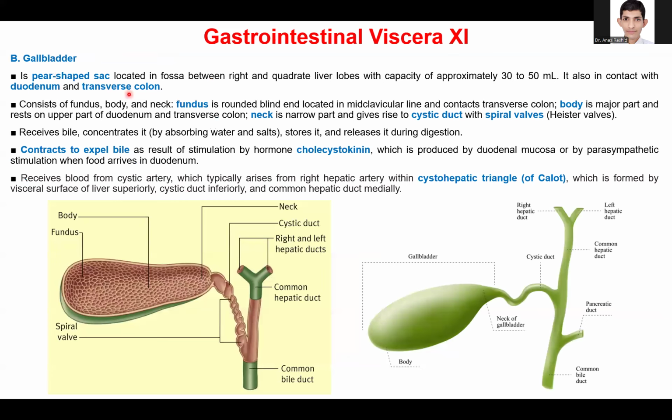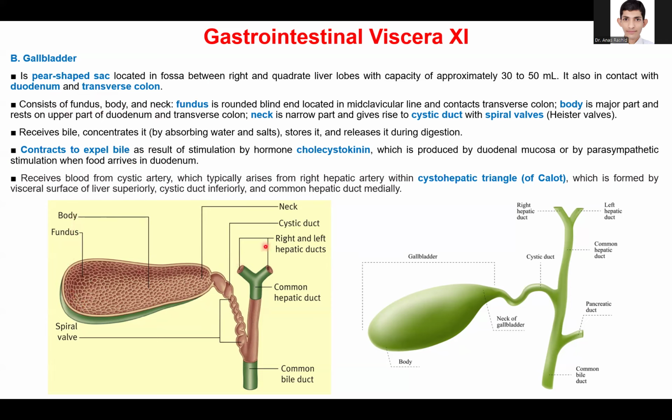Gallbladder is a pear-shaped sac located in a fossa between right and quadrate liver lobes with a capacity of approximately 30 to 50 milliliters. It is also in contact with duodenum and transverse colon. Consists of fundus, body, and neck. We can see here we have body, fundus, and neck.